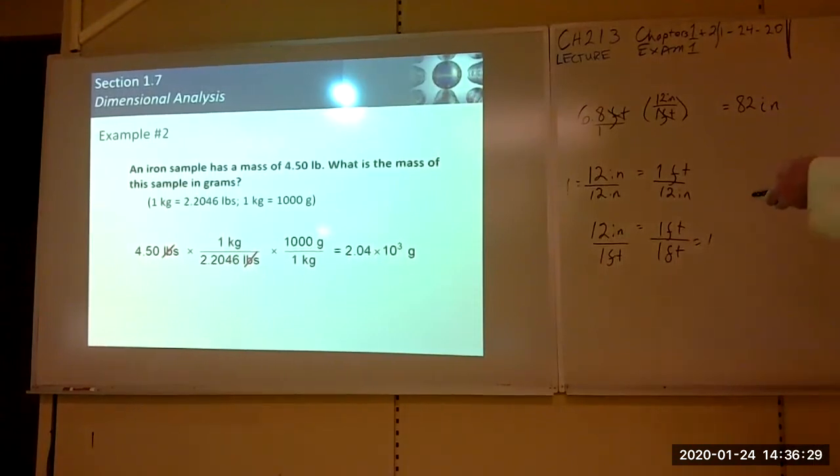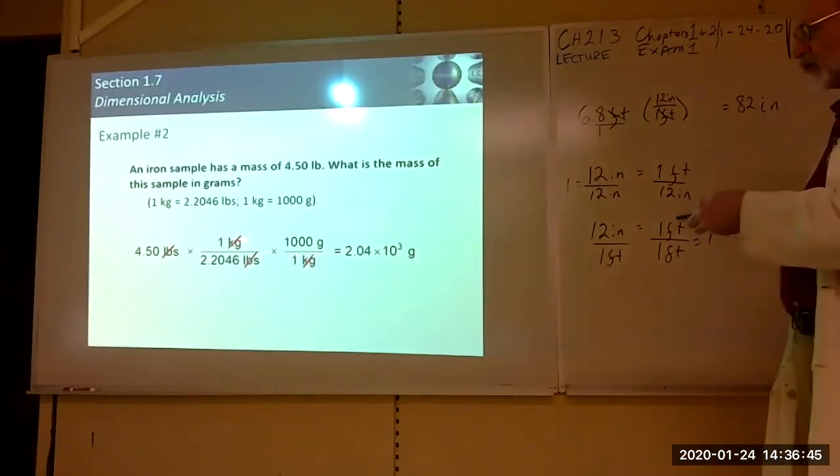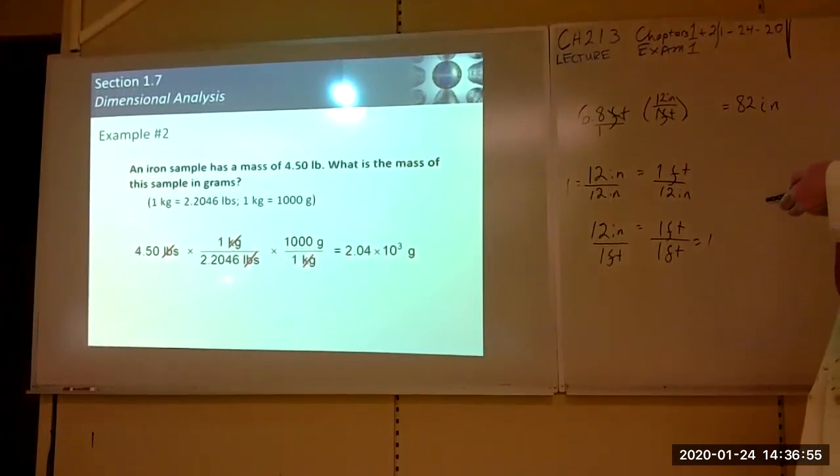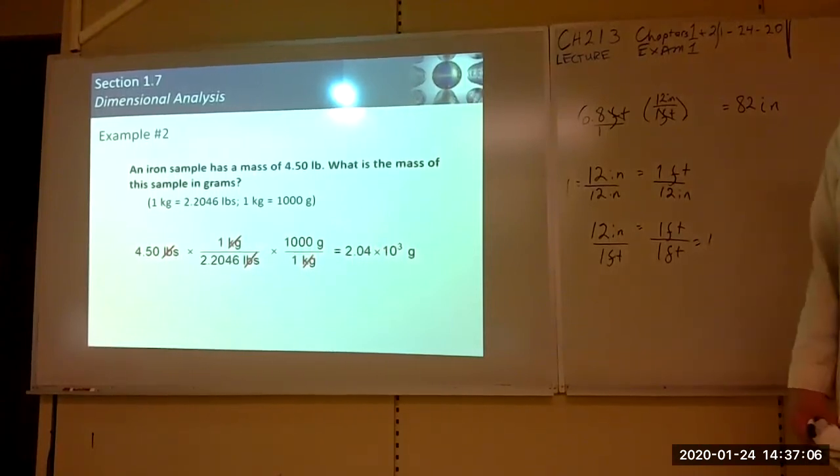So I need the conversion from kilograms to grams. 1,000 grams is 1 kilogram. So now the kilograms cancel, and we're left with grams. This is where you're starting, this is where you're ending, and then you fill in between with the conversion factors that will get you there. Once you've got the units taken care of, the rest of it is math. So 4.5 times 1 times 1,000 divided by 2.2046 divided by 1 equals that number.